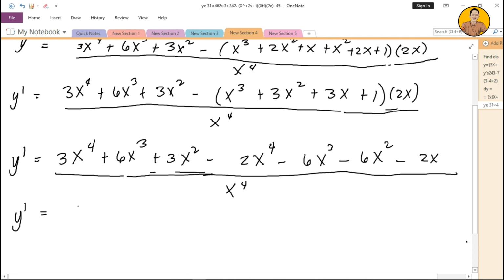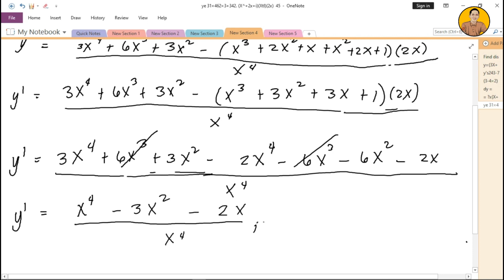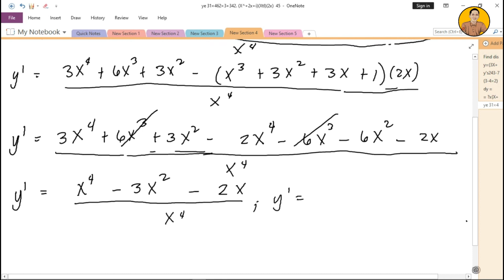So this is equal to x raised to 4. So 6x cubed minus 6x cubed. So basically this cancels out here. So 0 na yan. Then we have here 3x squared minus 6x squared. So this becomes negative 3x squared. So this 2x here is retained, so we have here minus 2x all over x raised to 4. So therefore, y prime is equal to, so let's just simplify this again.